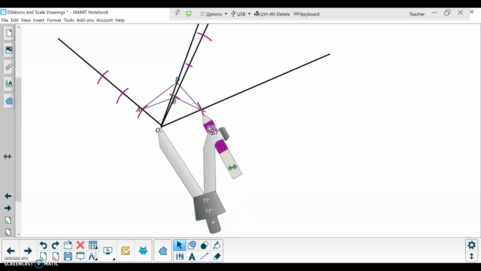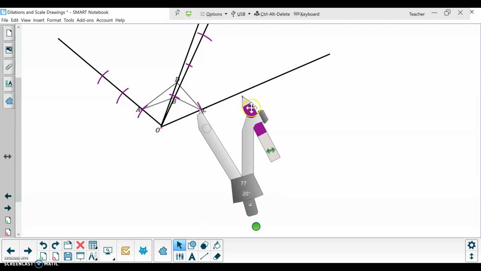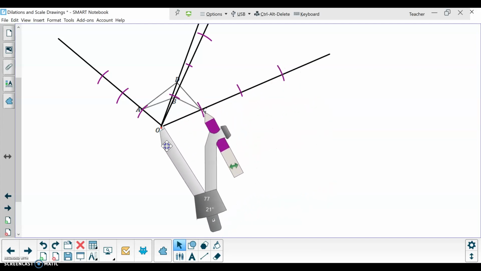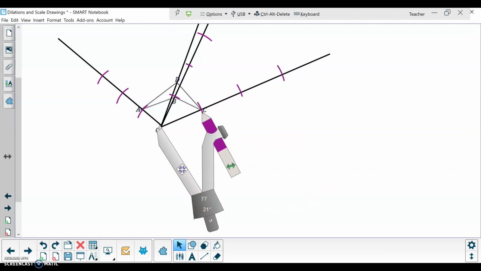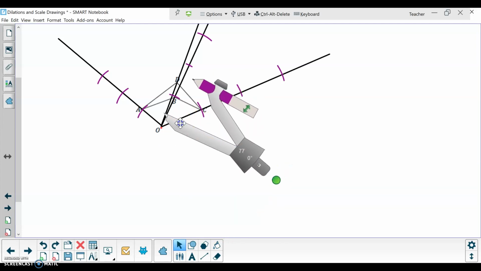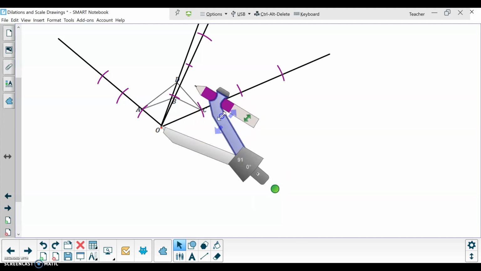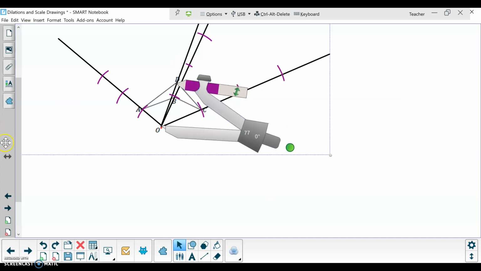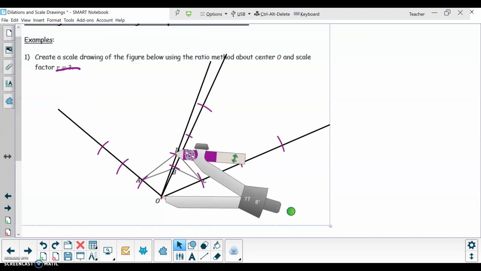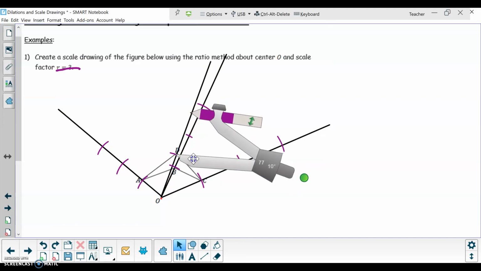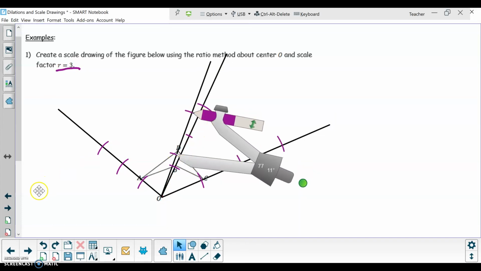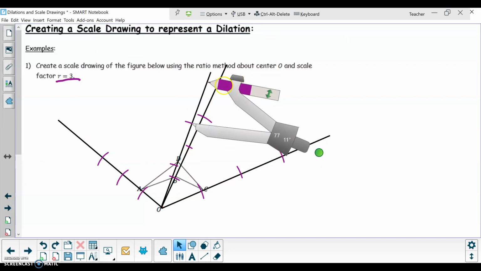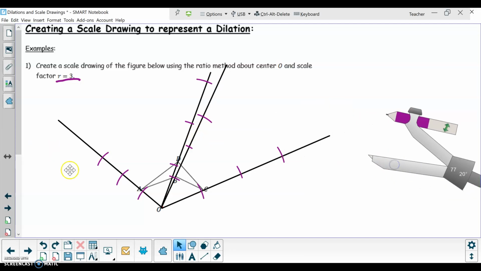Okay, so again, I measure from O to C, scale factor of 1, 2, 3, and then I'm going to do the last point D. So metal point at the center of dilation, pencil goes to point D, so that's a scale factor of 1, scale factor of 2, sorry, and a scale factor of 3. Okay.